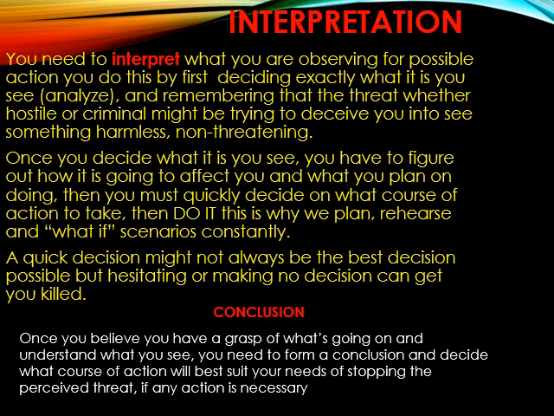Interpretation. You need to interpret what you are observing for possible threat actions. You do this first by deciding exactly what it is you see, analyzing it, and remembering that the threat, whether hostile or criminal, might be trying to deceive you into seeing something harmless or non-threatening. Once you decide what it is you see, you have to figure out how it's going to affect you and what you plan on doing. Then you must quickly decide on what course of action to take. Then you do it. This is why we plan, rehearse, and run what-if scenarios constantly.